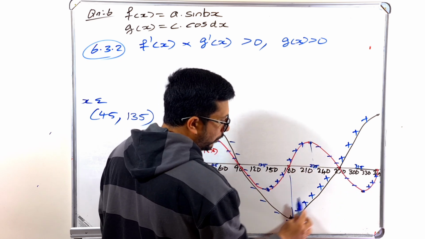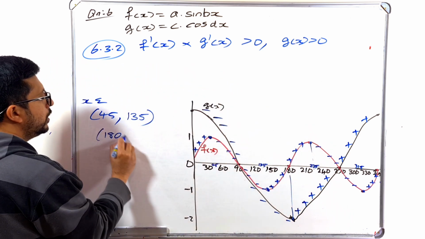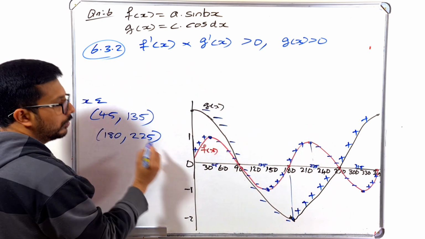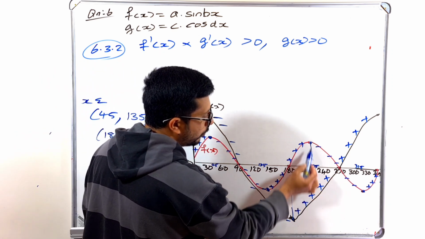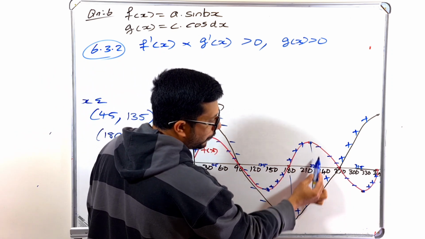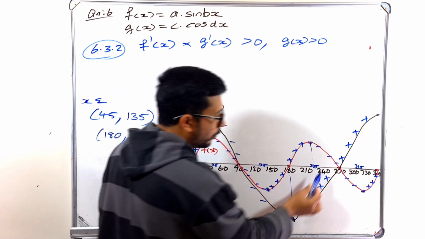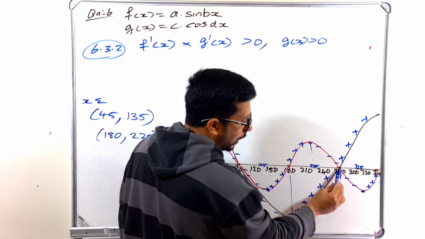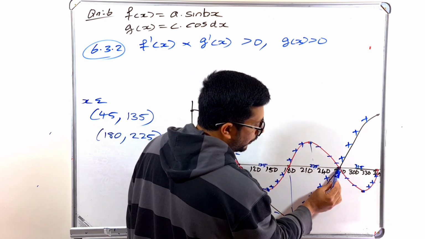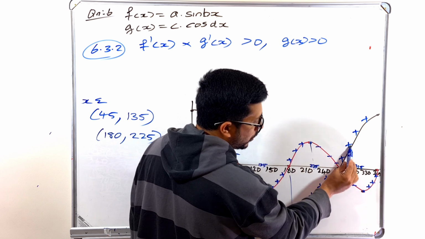So between 180 and 225, can you see that? Positive, positive, positive, positive, positive, positive. But after 225, this one is going to be negative, so we can't take that one, because negative times positive is negative. After 270, no, we can't take that one, because this is positive, this is negative, positive, negative.